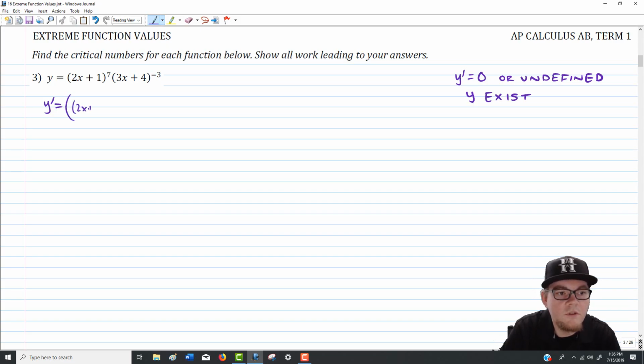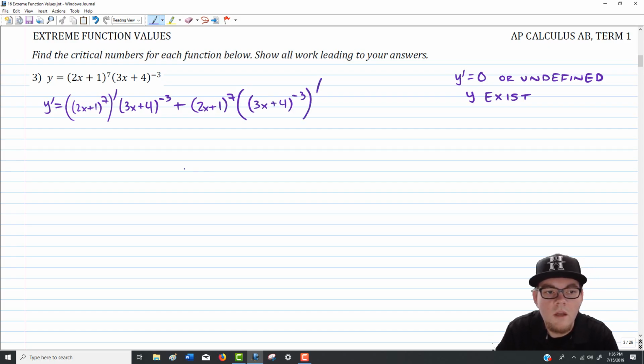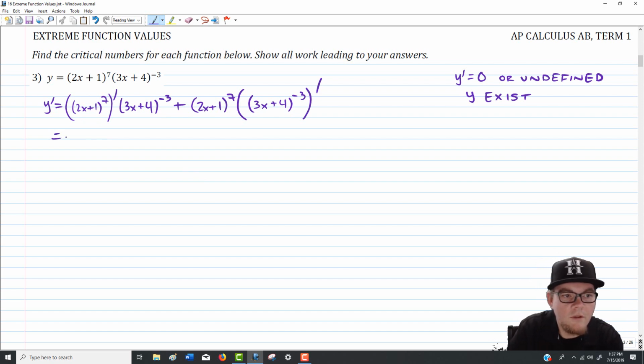This will be the derivative of 2x plus 1 to the 7th times 3x plus 4 to the negative 3rd. Then it'll be plus 2x plus 1 to the 7th times the derivative of 3x plus 4 to the negative 3rd. So there's our function that we want to do. We want to do this derivative.